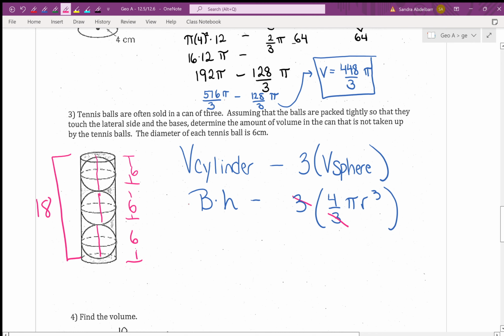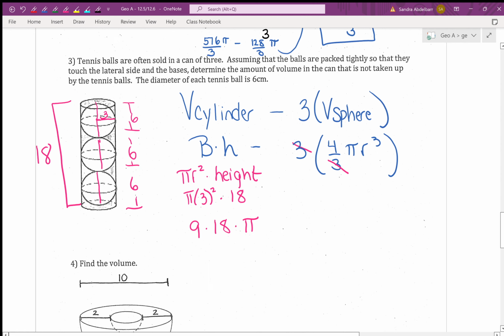So volume of a cylinder is area of the base, which is pi r squared, times the height of the whole cylinder. Well, if the diameter is 6, what's the radius? 3. So we have pi times 3 squared times 18. So 9 times 18 times pi. Somebody multiply 9 times 18 for us.